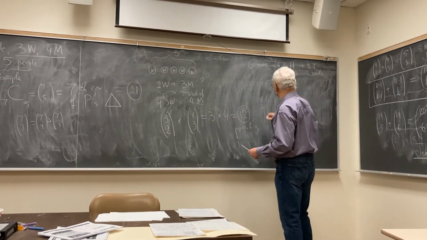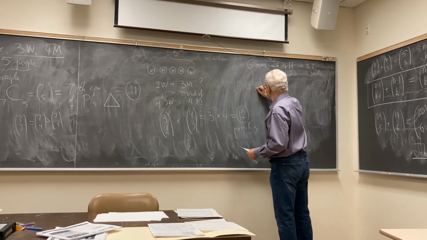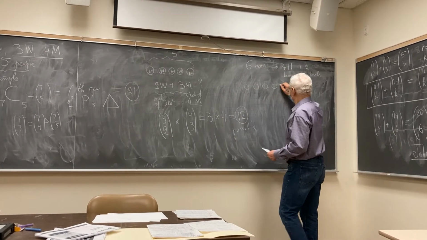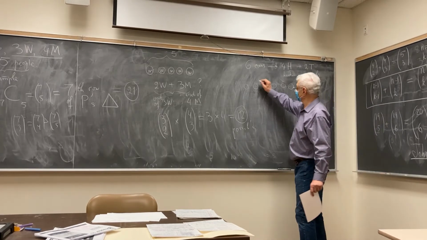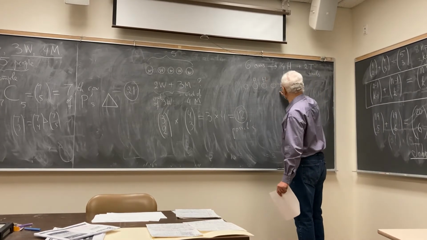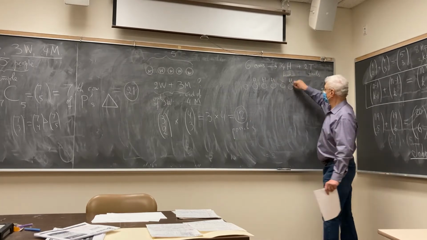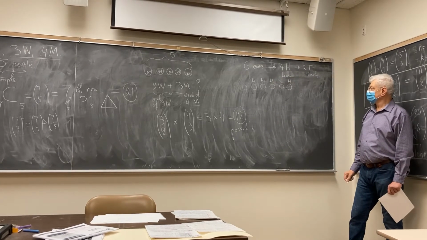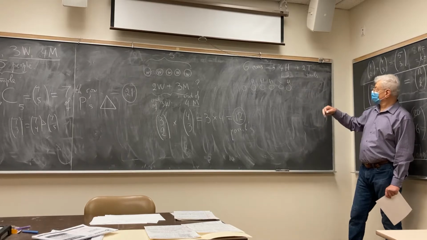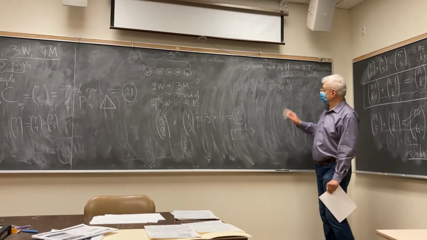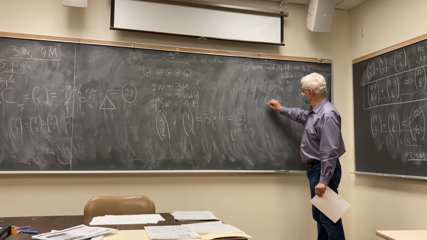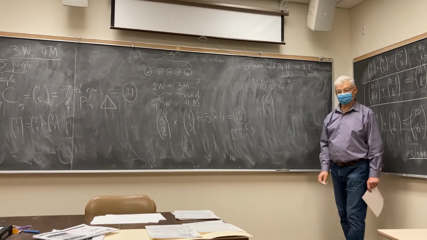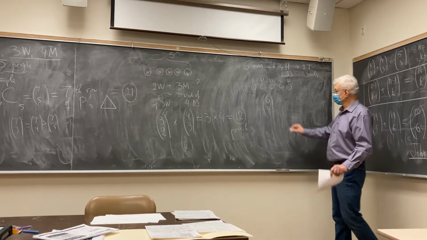So from 6 coins, 1, 2, 3, 4, 5, 6, 4 of them are H. Suppose this one. So if you pick 4, then the other ones will be tails, right? Exactly. So you have to choose 6 choose 4. You have to choose the positions, and that's it.